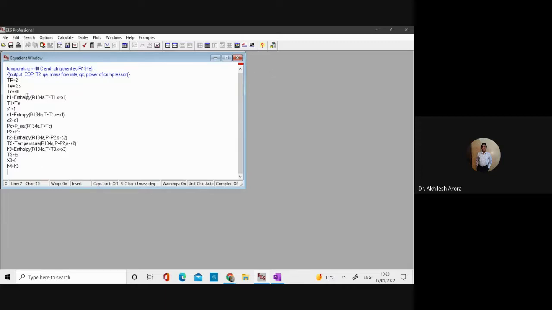Now, what are the outputs required? I require T2, specific refrigerating effect QE, mass flow rate, QC, power of compressor. Okay. So T2 I have calculated already. This is already calculated T2. Temperature after the compression, or discharge temperature, we have calculated. Now we have to calculate the COP or QE, specific refrigerating effect. So I can say QE, or rather it would be easier for you, I can write specific refrigerating effect. But you should remember, whatever you are writing, you should know what is the value of specific refrigerating effect.